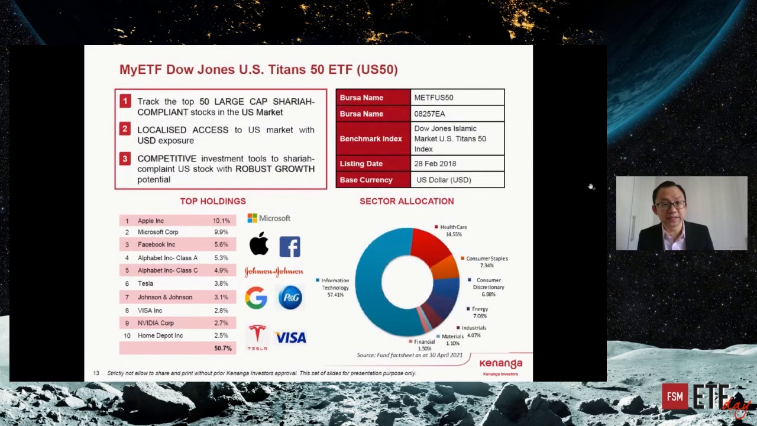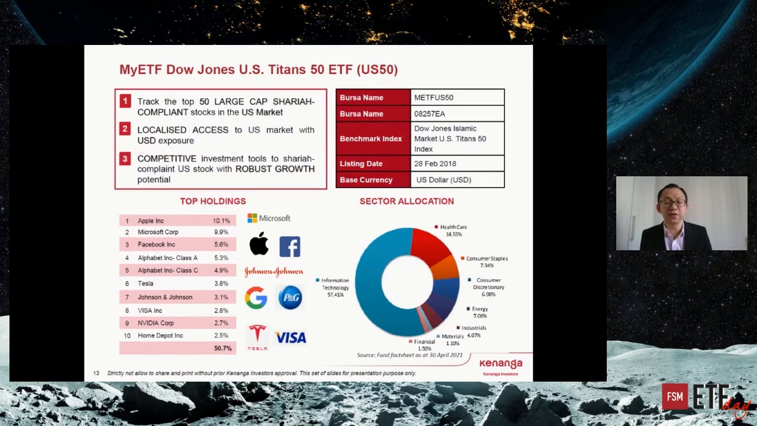Last but not least, this is one of the very interesting ETFs that I want to share with ladies and gentlemen here. We have the Dow Jones US Titan 50 ETF, or in short, US 50. This US 50 ETF basically gives you exposure to the 50 largest Sharia-compliant stocks in the US market. As we all know, the US market is a very fast growing economy with very robust growth potential.